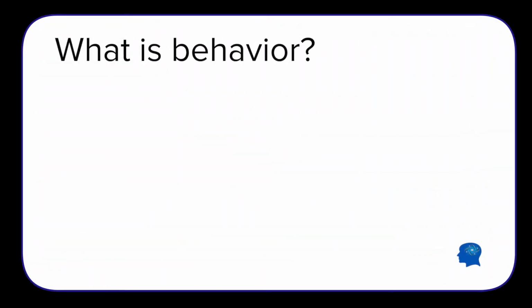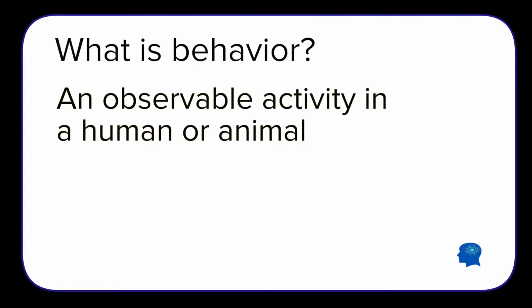Now, as we enter into this training, first answer the question: what is behavior and how does this apply to us? So what is behavior? Behavior is an observable activity in a human or animal. It's what we do, basically.